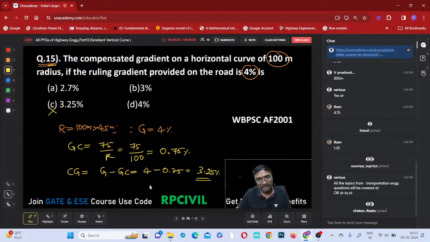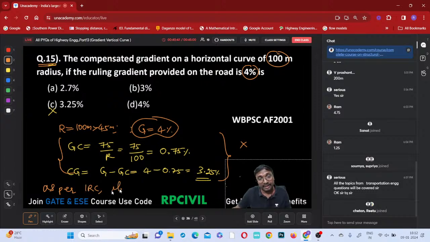But that is wrong. Why? Because here the gradient is 4%. As per IRC, this entire calculation is wrong. As per IRC, if the gradient is less than or equal to 4%, the grade compensation is 0. So the compensated gradient will be equal to the original gradient. Yes, 4% will be the correct answer. Got it now?